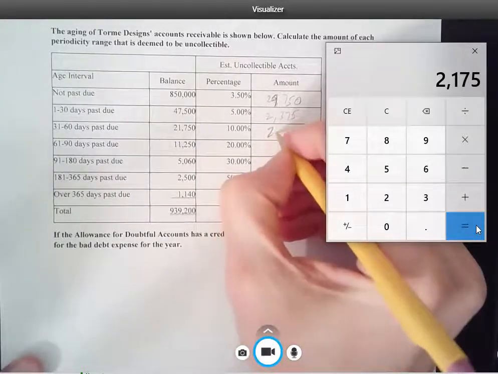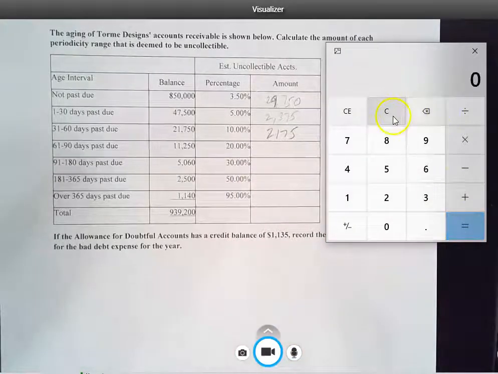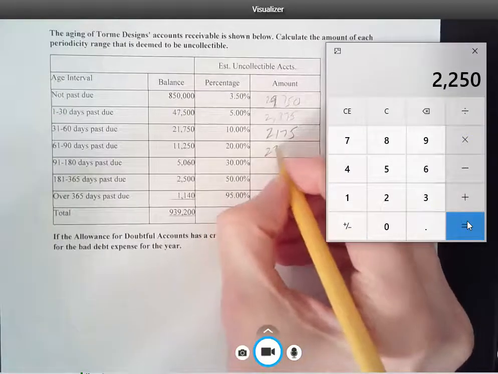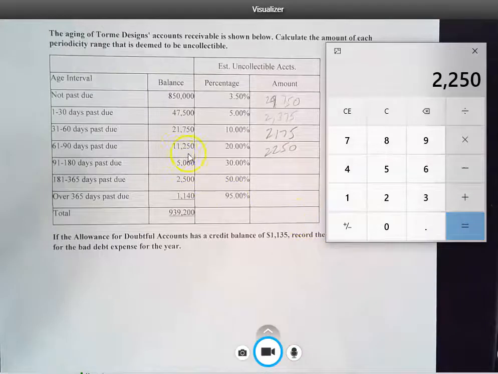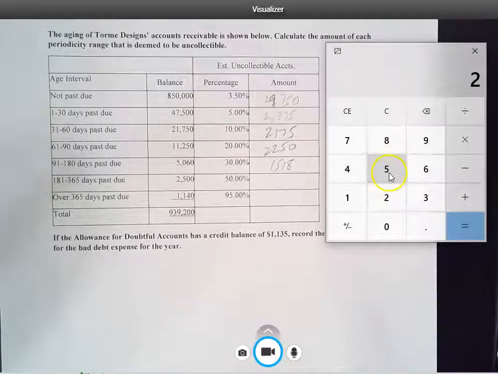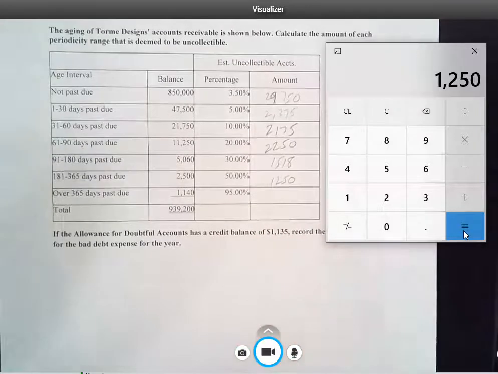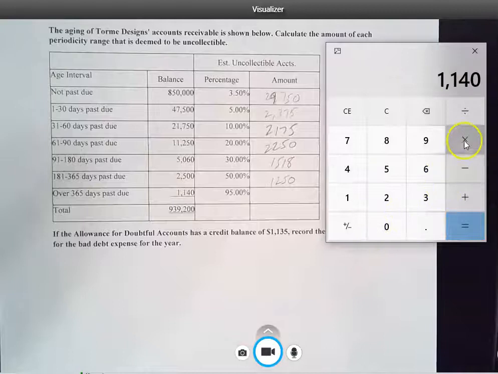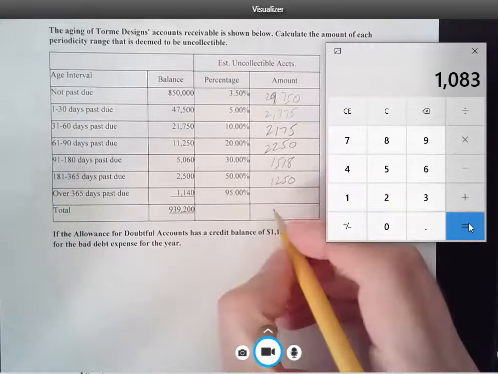Let's go ahead and plot that. Try to write a little bit darker here. 11,250 times 20% is 2,250. So of this $11,250 here, we estimate that we're going to collect about 9,000 of this, but that we will not collect $2,250. These are all estimates, of course. 91 to 180 days past due. Estimate of $1,518 uncollectible. 2,500 times 0.5 should be 1,250. And then 1,140 times 0.95, 1,083.